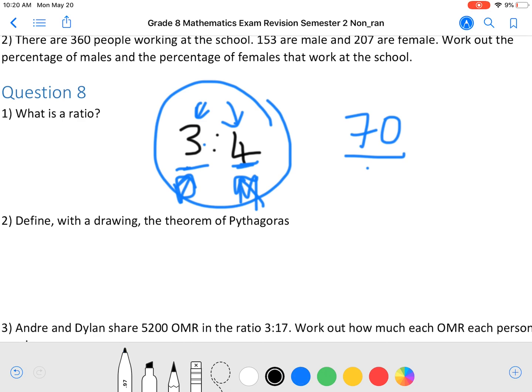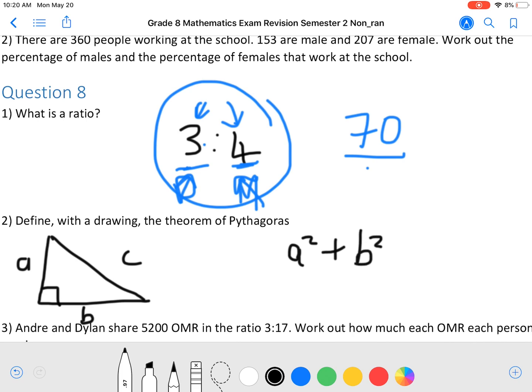Number 2 says define with a drawing the theorem of Pythagoras. Now here I don't want a lot of mumbo jumbo, or a lot of text or theory. I actually want a drawing, so I want you to draw a right angle triangle for me, something like this, with an A and a B and a C. And I want you to say that A squared plus B squared is equal to hypotenuse squared, which is C squared. This is what I'm looking for. This is the theorem of Pythagoras, and this is how it's defined.